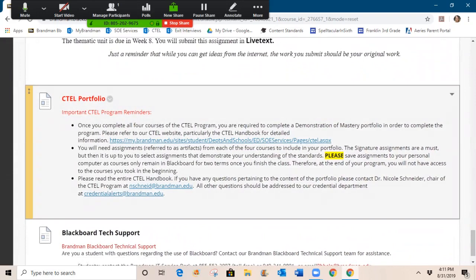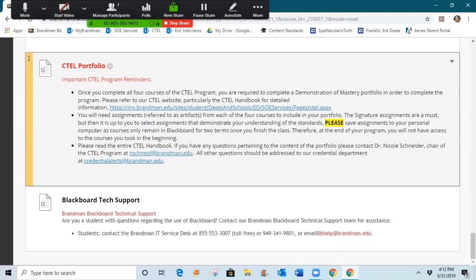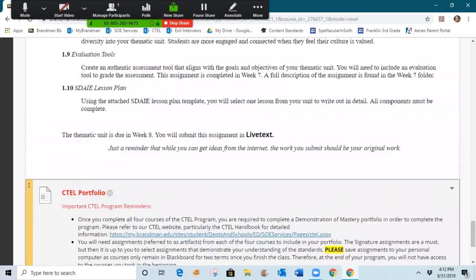There's a handbook there. There are tutorial videos there, one about what to include in your portfolio and another video on how to upload your portfolio to LiveText. So all the information you need is there. You don't have to worry about it until you finish all 4 courses, but don't be surprised. You know, it is a requirement to get your certification.